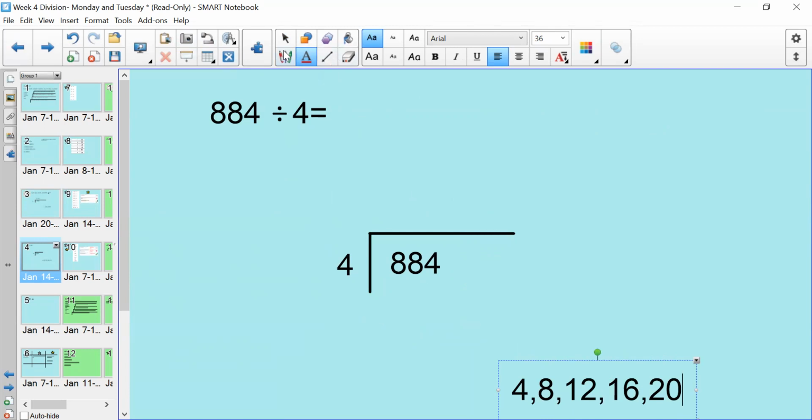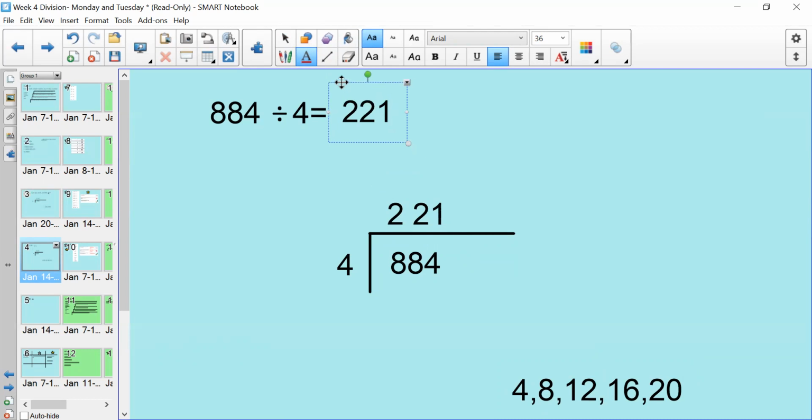Okay, then we start with the hundreds column. So we've got 800 divided by 4. But to make it easier, we can just say 8 divided by 4. So we can see here that 4 goes into 8 twice. So the answer would be 200. Okay, then we move to the tens column. And again, 80 divided by 4 will be 20. And in the ones column, 4 divided by 4 is 1. So this answer was 221.